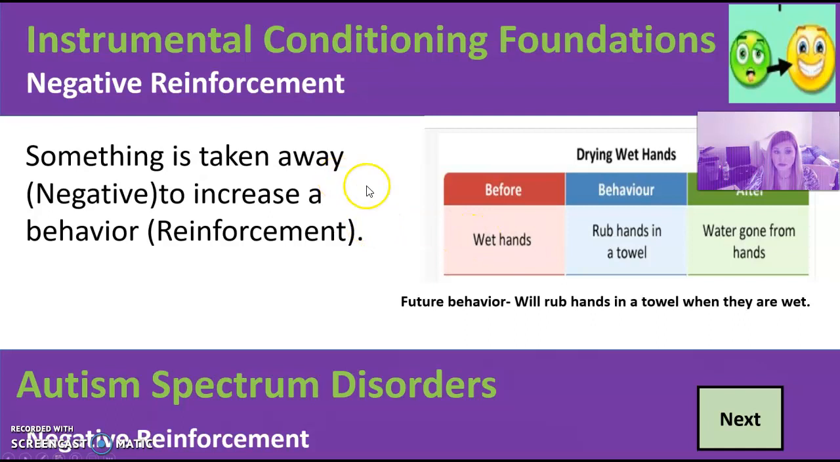So something is taken away, which would be your wet hands, that's the negative. To increase the behavior is rubbing your hands in a towel, which makes the water go. So your future behavior will be to rub hands in a towel when they are wet. You will know to do that. That's negative reinforcement.